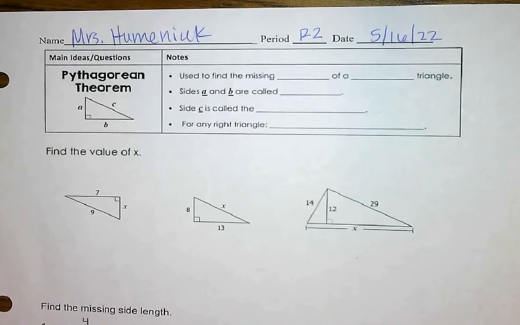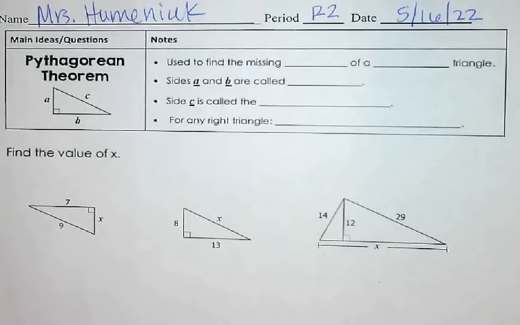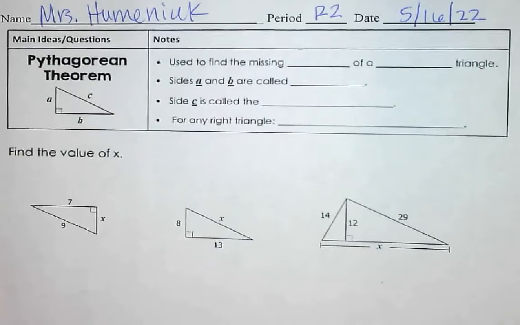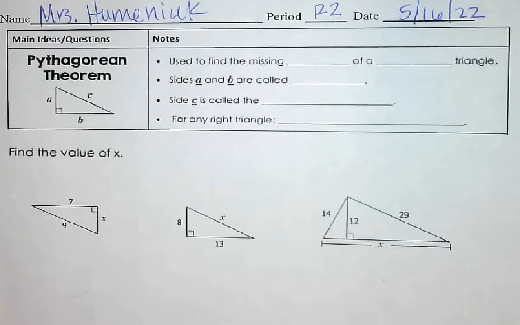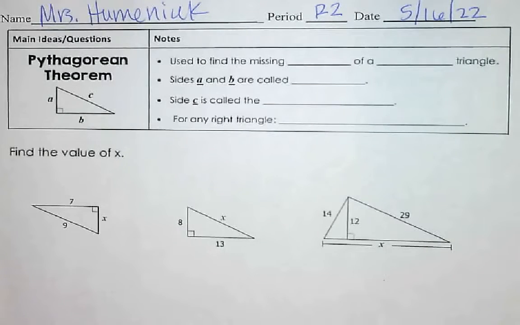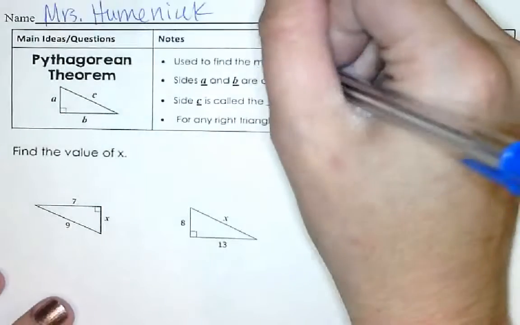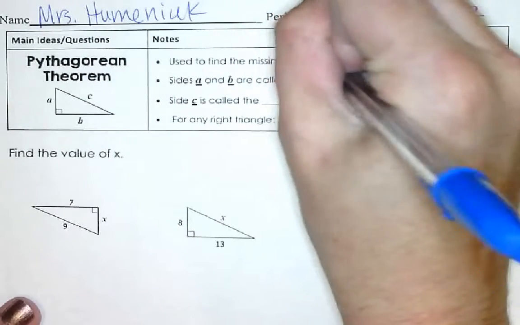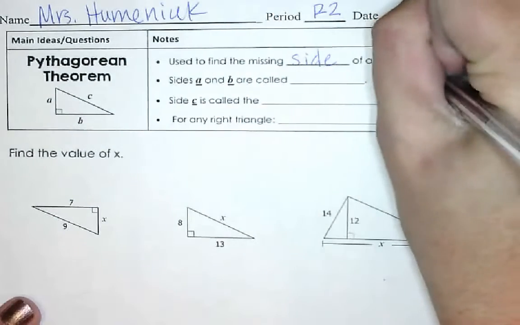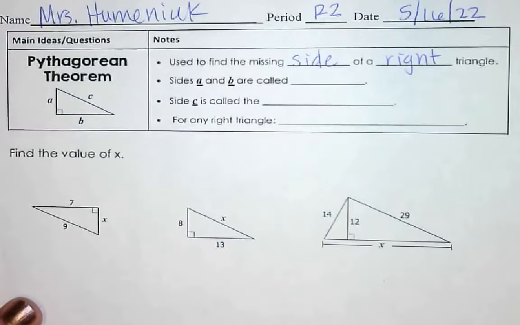The Pythagorean Theorem, you guys should be familiar with it. I believe y'all start doing it in 7th grade, definitely 8th grade. But we are going to talk about this specifically in regards to radicals. You use the Pythagorean Theorem to find the missing side of a right triangle.